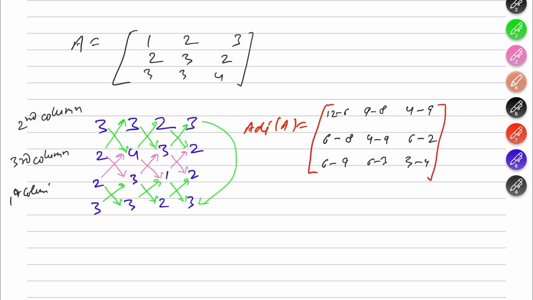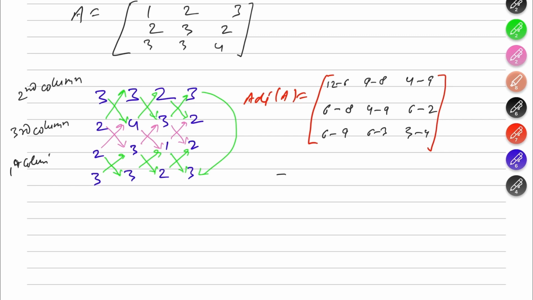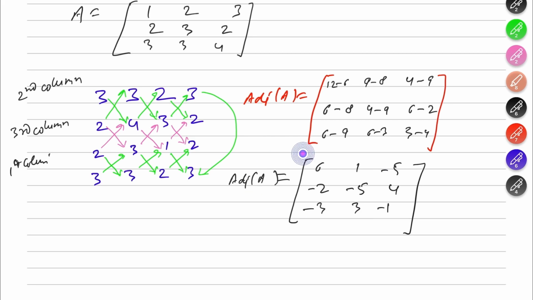If we simplify it more, our adjoint will be: 12 minus 6 is 6, 9 minus 8 is 1, 4 minus 9 is minus 5, and 6 minus 8 is minus 2, 4 minus 9 is minus 5, 6 minus 2 is 4, and 6 minus 3 is 3, and 3 minus 4 is minus 1. So this is the adjoint of the matrix. This is how quickly we can find the adjoint. This is matrix A, and this is the adjoint of matrix A.